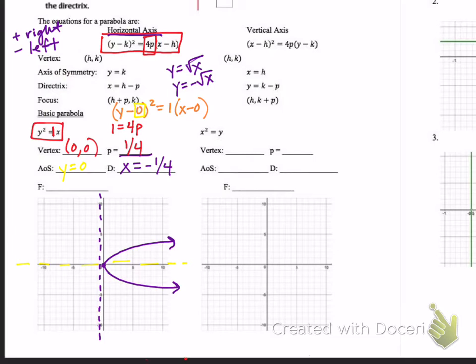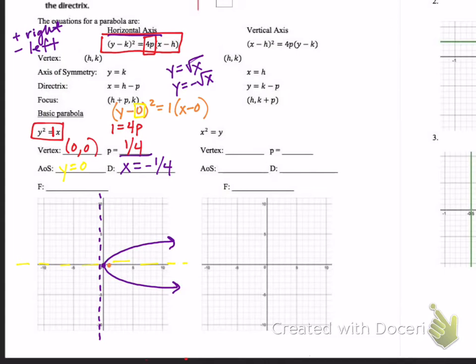You need to graph your directrix. You need to graph your focus. Think about the directrix as going away from where it's pointing, and the focus as going towards where it's pointing. When you're focused on something, you're going towards your goal, pointing towards where it's pointing. So my focus in this case is going to be at 1/4.